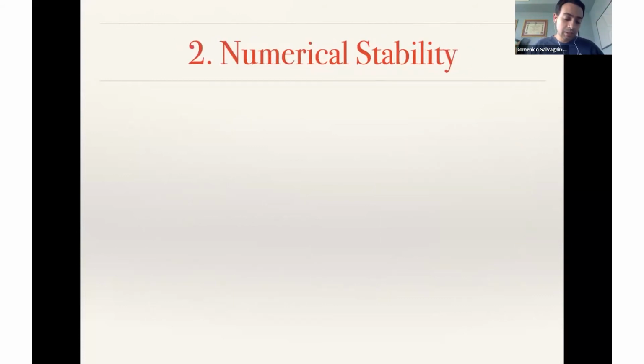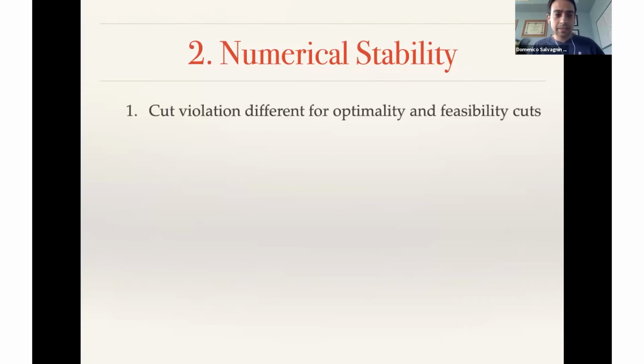Numerical stability. Again, here is a long list of small things that we did to improve the numerical behavior of the method. I guess the less obvious one, at least it was the less obvious for me, is that you need a slightly different definition of cut violation between optimality and feasibility cuts. And I will try to give the intuition behind that. An optimality cut has a kind of natural scaling in which the eta variable has a coefficient equal to 1. And if you use this scaling, the cut violation can naturally be interpreted as the amount by which the master is underestimating the contribution of the continuous variables to the objective.